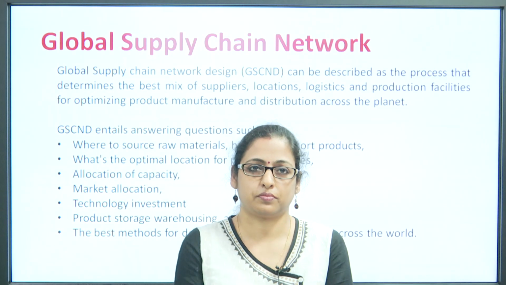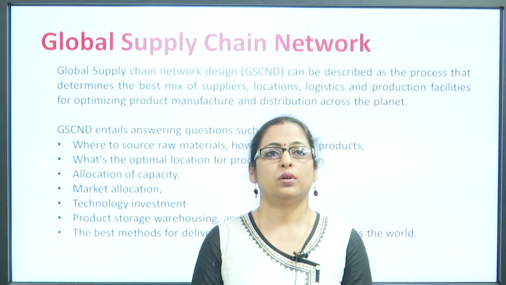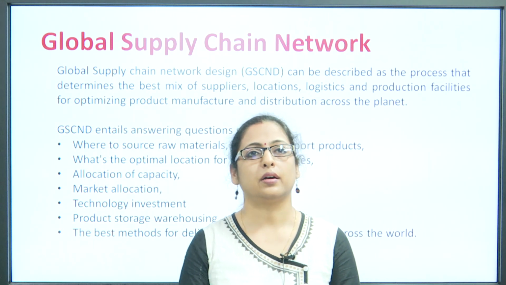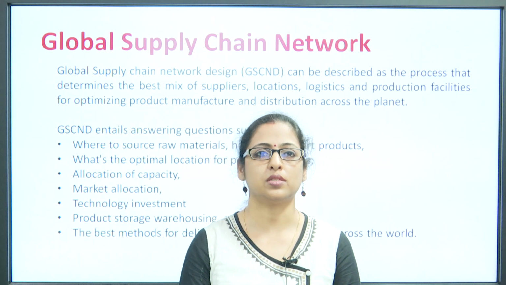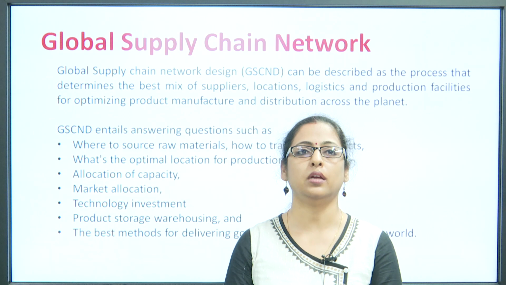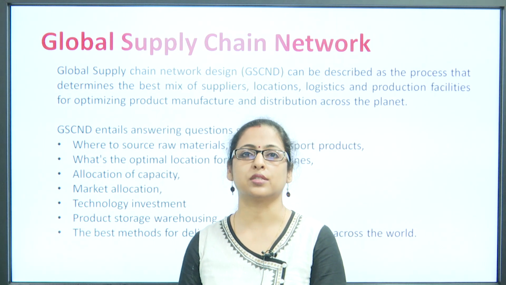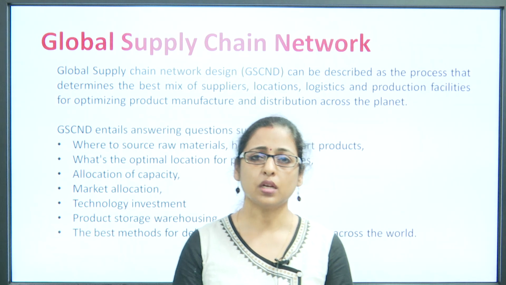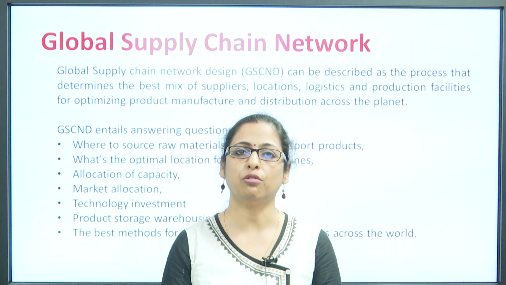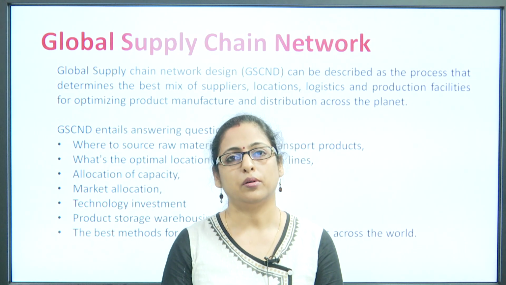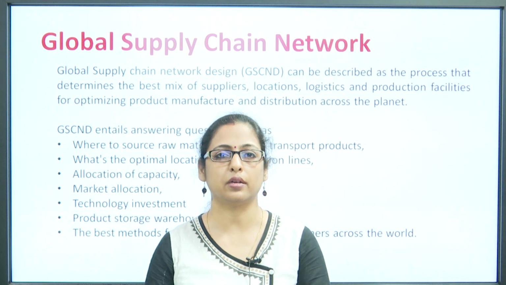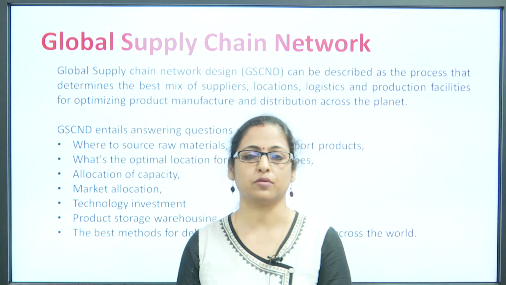So, in this particular slide, we will understand the global supply chain network. Global supply chain network design can be described as a process that determines the best mix of suppliers, locations, logistics and production facilities for optimizing product manufacture and distribution across the planet. As we understood in the supply chain network, it is basically a combination of various people who are responsible for smooth and efficient movement and efficient offering of the product and service.